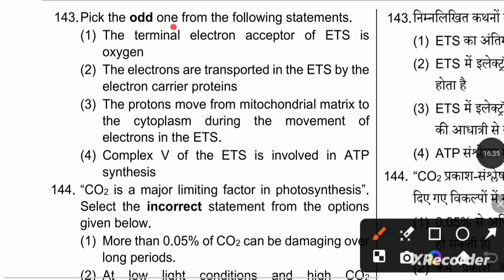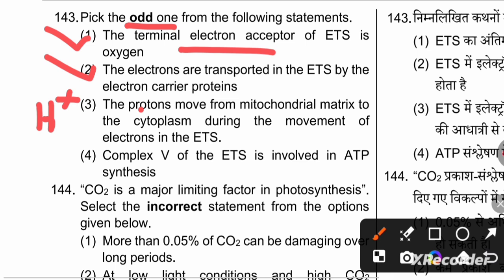Pick the odd one out from the following statements. First statement, the terminal electron acceptor of ETC is oxygen. Yes. The electrons are transmitted in the electron transport system by electron carrier proteins. This is also right. The protons, meaning H+, move from the mitochondrial matrix to the cytoplasm. No, they do not move to the cytoplasm. They move from the mitochondrial matrix to the intermembrane space. So this is the odd one. Complex 5 of the electron transport system is involved in ATP synthesis. This is also right. So option 3 is the right answer for this question.